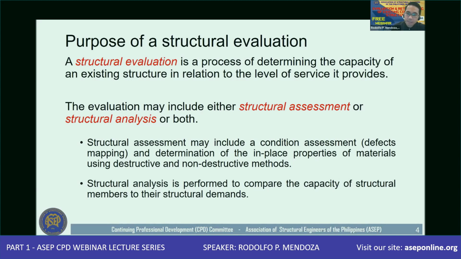Now, when we say structural assessment, it may include a condition assessment, which aims to determine the extent and sources of defects in an existing structure, and may also include determination of in-place properties of the materials using both destructive and non-destructive methods. Now, a structural analysis, on the other hand, is performed to compare the capacity of existing structural members to their structural demands.